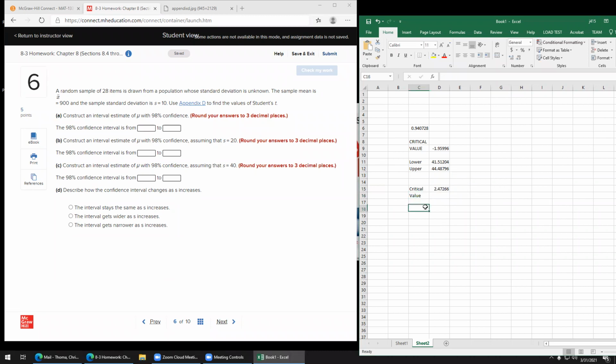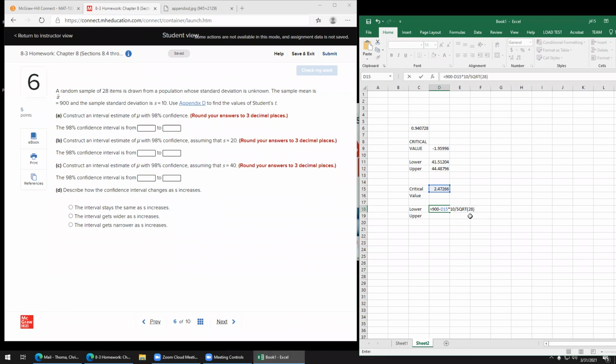And then I do the same thing as I did before. Lower, upper. My lower, again, is still my X bar, which in this case is 900. I subtract my critical value, I multiply it by my standard deviation, and I divide it by the square root of my sample size, which is 28.